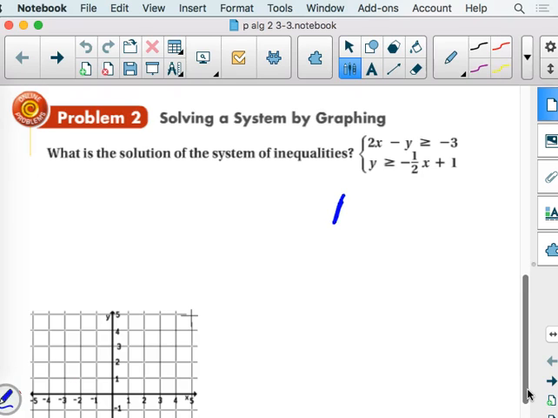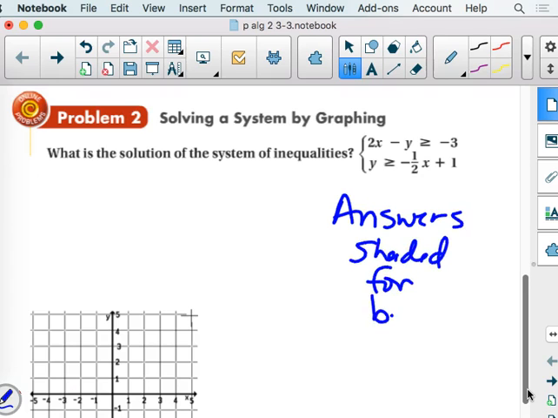The answers must be shaded for both. So when we see where that region is, where there's double shading, we are going to totally over-exaggerate our shading to show me when I grade your paper that you know exactly where the region is that we should be using. So we'll get started.